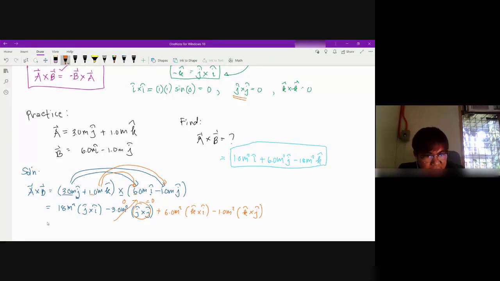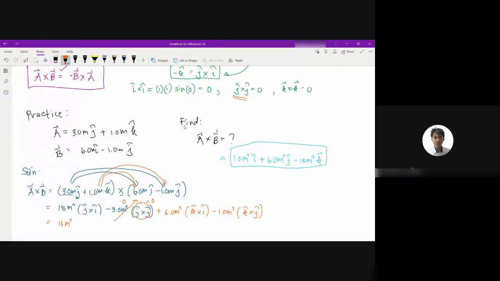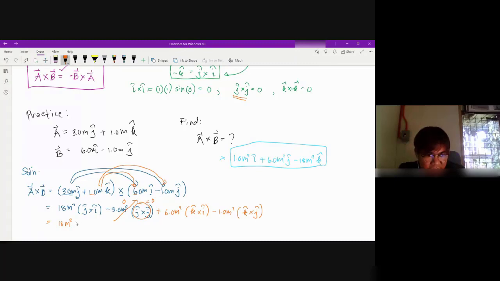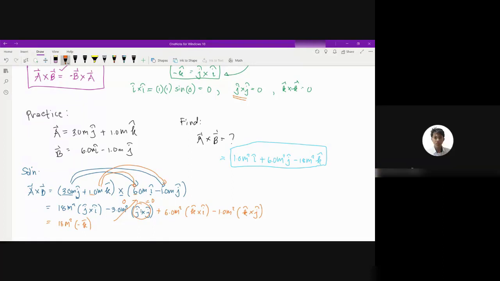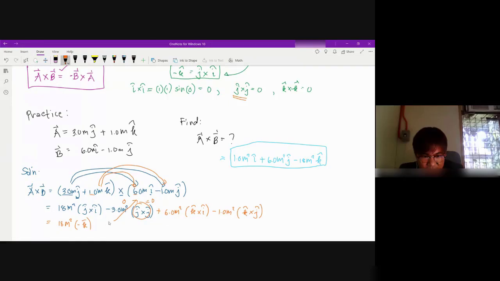Now, how about this first term here? You have 18 meters square, and then you have j cross i. What is j cross i? You see it above: negative k. So you have negative k hat. Right? Now, the third term is 0, since it is j cross j twice. So that means you have 0. I will go directly to the next term. So you have 6 meters square.